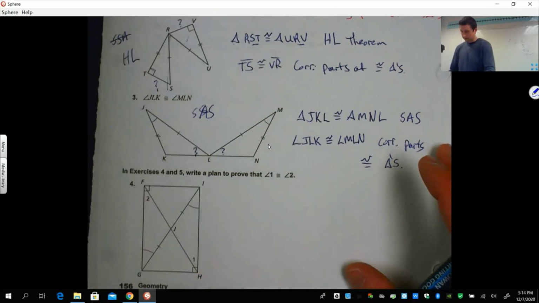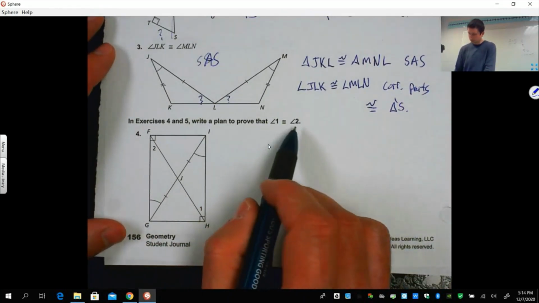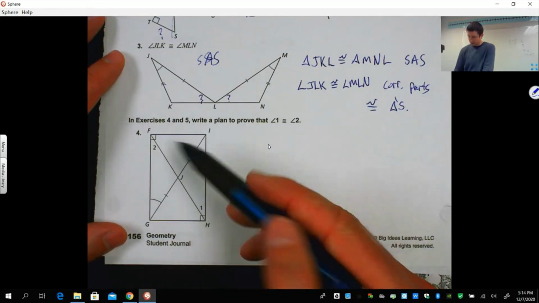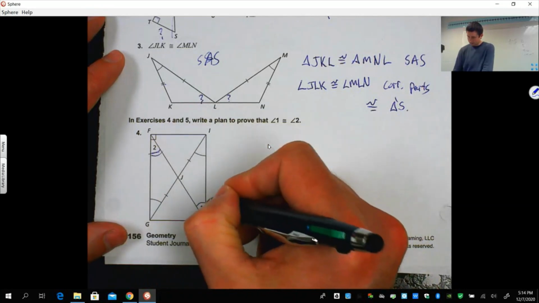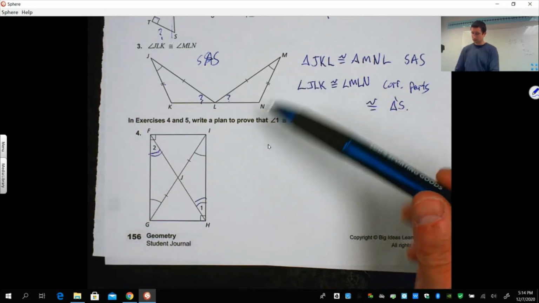Okay, the final thing is write a plan to prove angle 1 is congruent to angle 2. They're going to give you an object. They want you to prove how angle 2 up here is congruent to angle 1 down here. It's along the same lines, just a more in-depth description of what we have here.